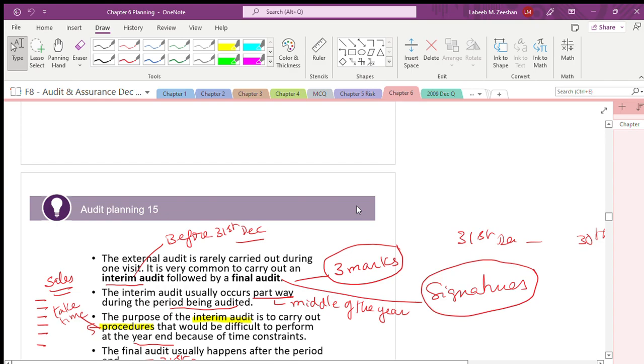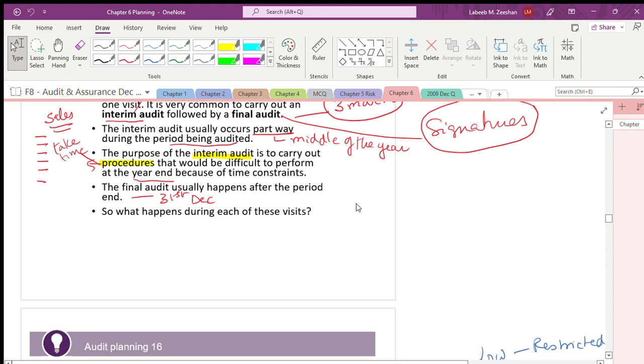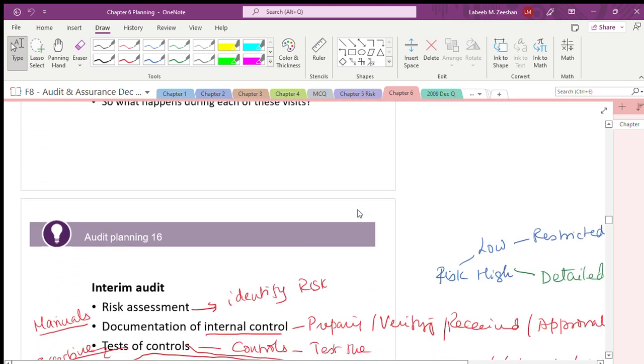What is the difference between interim audit and final audit? One question will be there 100%. Take my point. There will be one question: the difference between interim audit and final audit. Is it right?